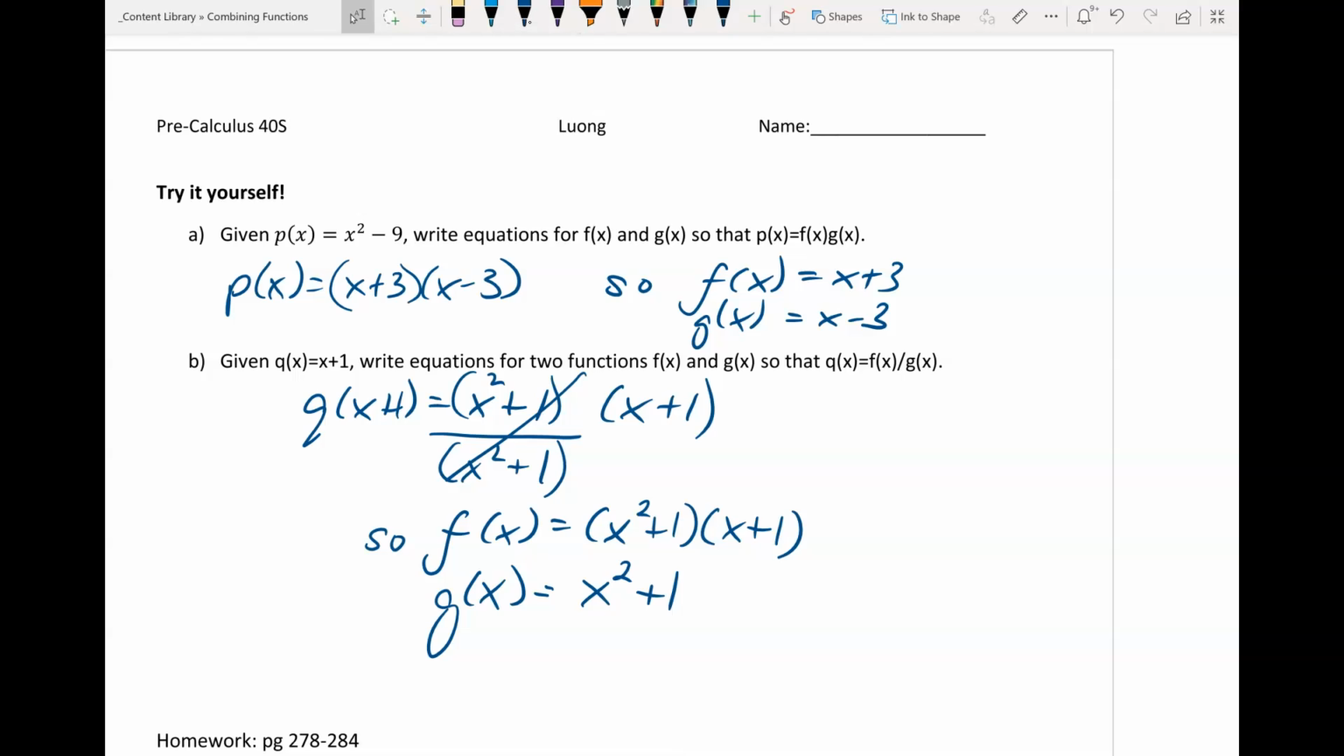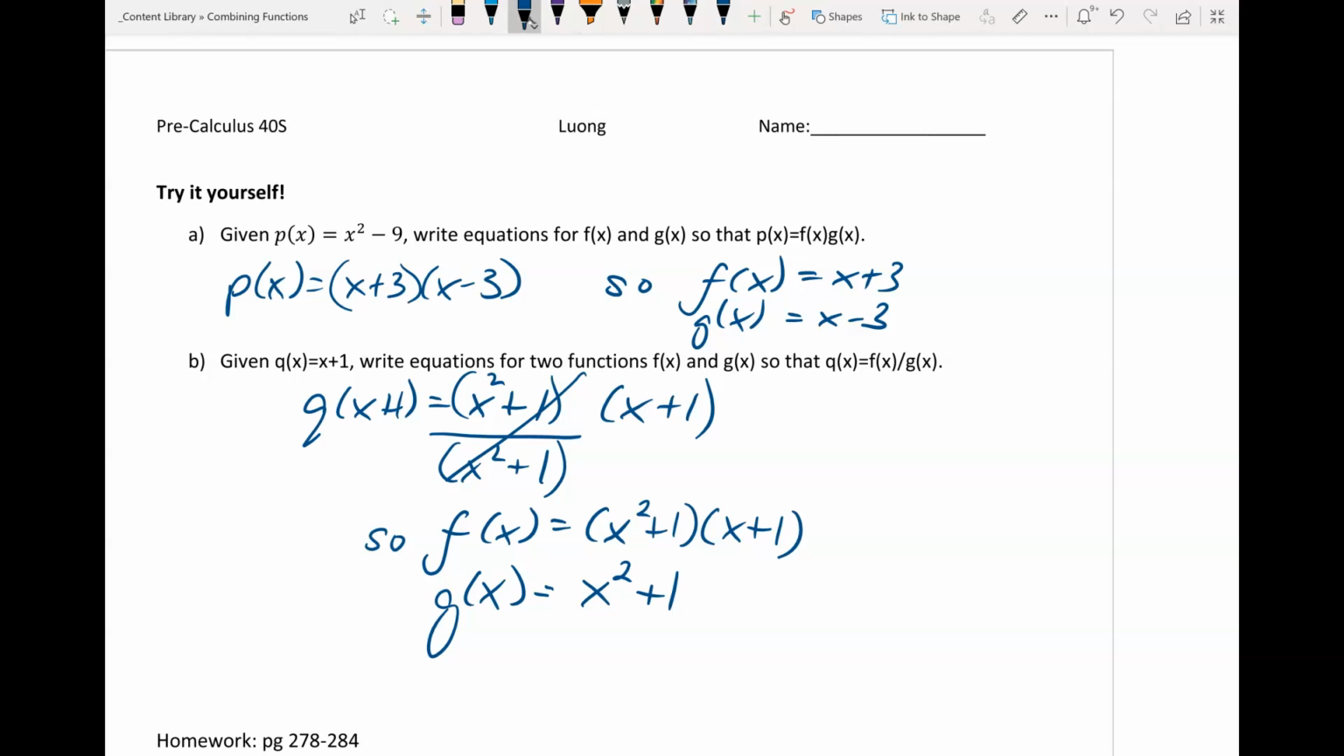Once you factor x squared minus 9, that's x plus 3 times x minus 3. So you can pick x plus 3 as either your f of x or g of x, and then x minus 3 as the other one. For q of x equal to x plus 1, it is very similar to the last one. I just used the same g of x, x squared plus 1. You could have picked x squared plus 2, x squared plus 3. Make sure it's just x squared plus something, because if you do x squared minus something, you will have that function be 0 at some point.